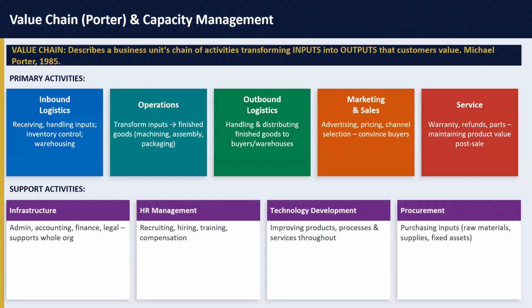So what are the departments that we have to support our functioning? That's infrastructure. Then HR management: recruiting, hiring, training, compensation. Then technology development: improving the products, processes, and service throughout. As technology improves, we have to improve our products as well to remain in flow with the dynamic environment. Then comes procurement. So how do we purchase the inputs? How do we use them? That is procurement. And all these four are support activities.